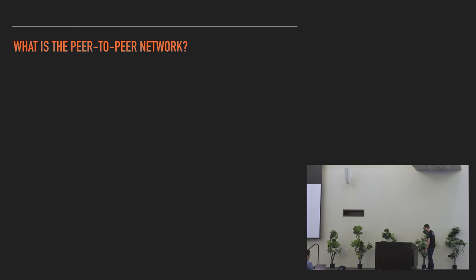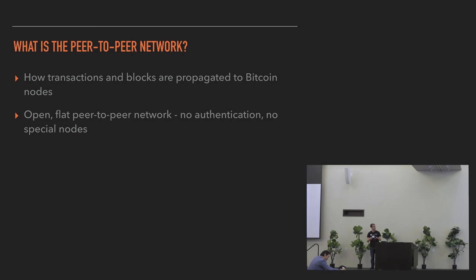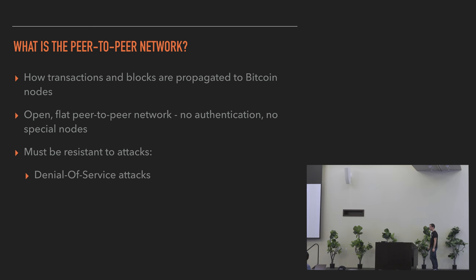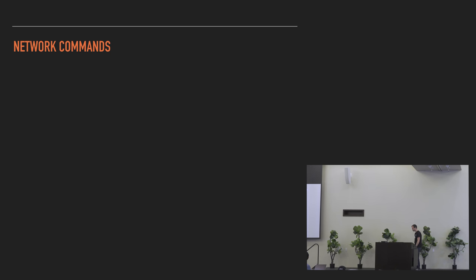Okay, so what is the peer-to-peer network? Well, it's how transactions and blocks are propagated from your node across to the other nodes in the Bitcoin network. It's a completely flat, open, peer-to-peer network. There's no authentication, there are no special control master nodes or anything like that. Each node on the network is a peer. And it needs to be resistant to attacks because it's open, right? There's no wall between Bitcoin and the rest of the world. Bitcoin must be resistant to things like denial of service attacks, Sybil attacks, and so on.